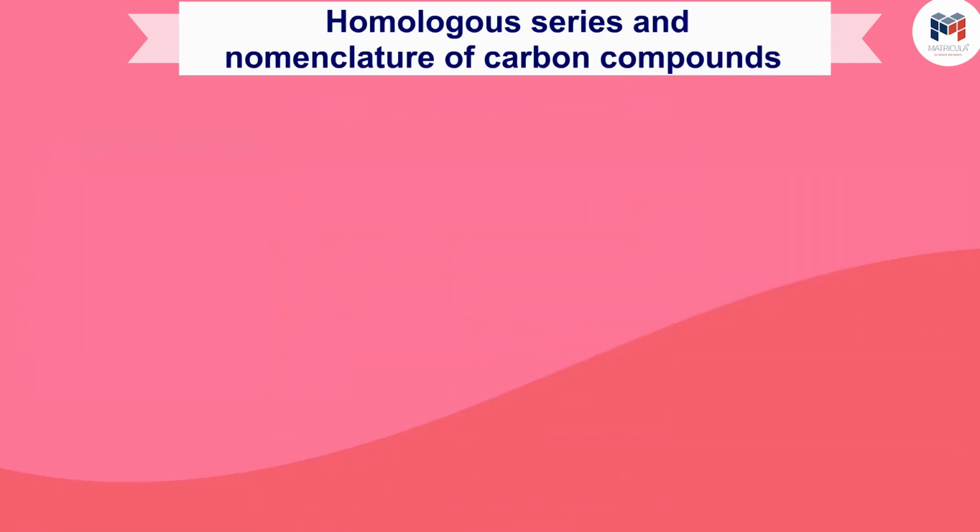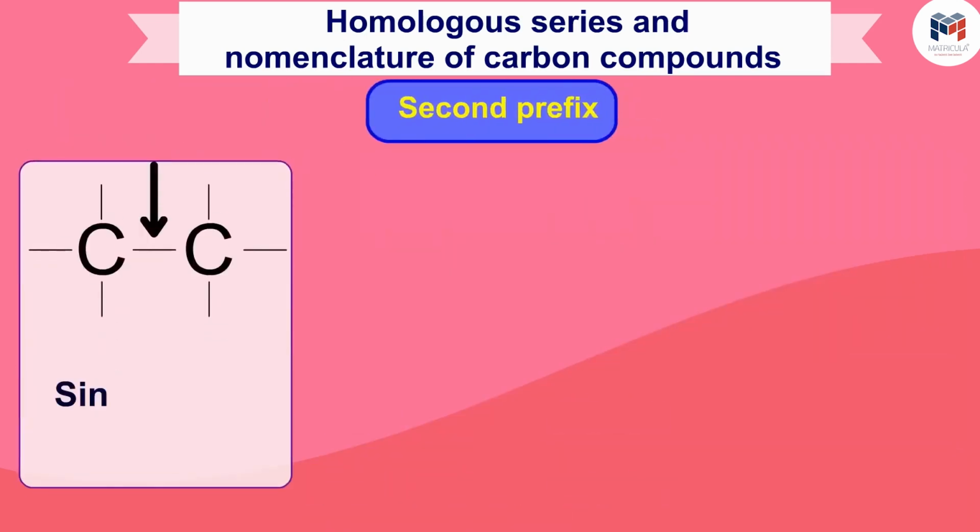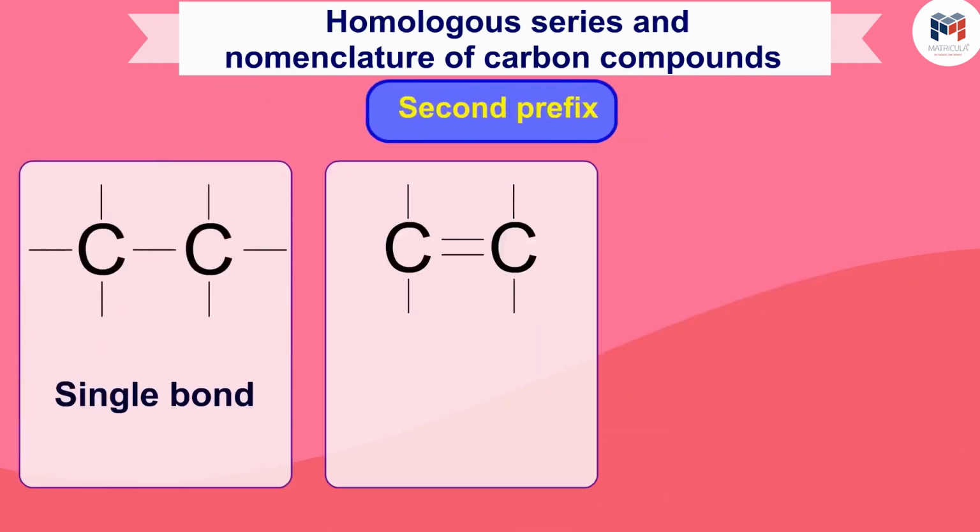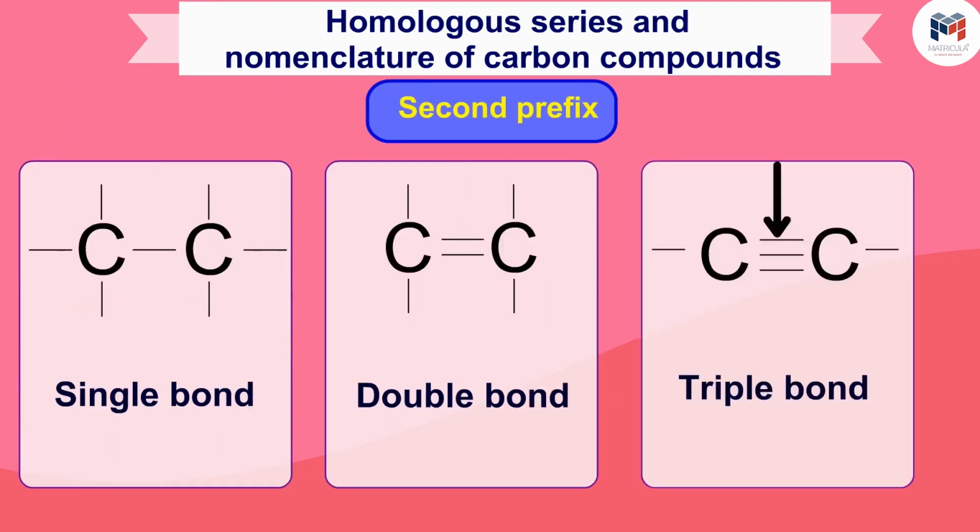Now you can see whether the carbon in the compound has a single bond, double bond or triple bond. If there is a single bond, you will write ane. If there is a double bond, you will write ene. And if there is a triple bond, you will write yne.